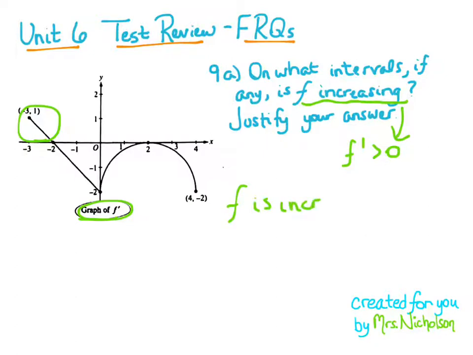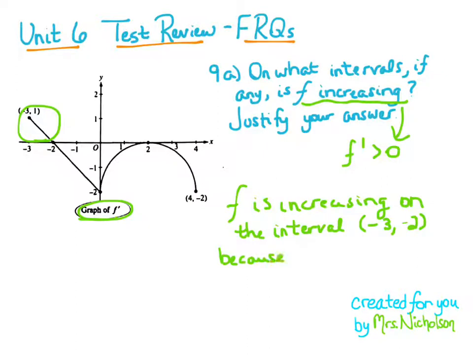F is increasing on the interval -3 to -2. And we do need to justify our answer, but if you've annotated the question, you've already got your justification there, because f prime is greater than 0 on that interval.